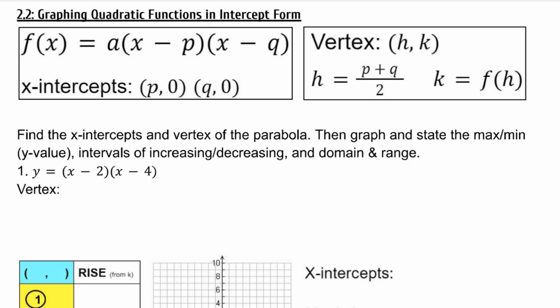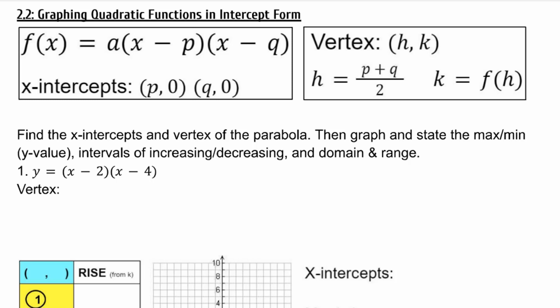Quadratic functions have symmetry, which means x-intercepts will also have symmetry. X-intercepts will be equidistant from the vertex. The vertex is halfway between the x-intercepts. So we will take those x-intercepts, add them, and divide by 2 to get the x part of the vertex. To get the y part of the vertex, we just plug in what we got for the x part.